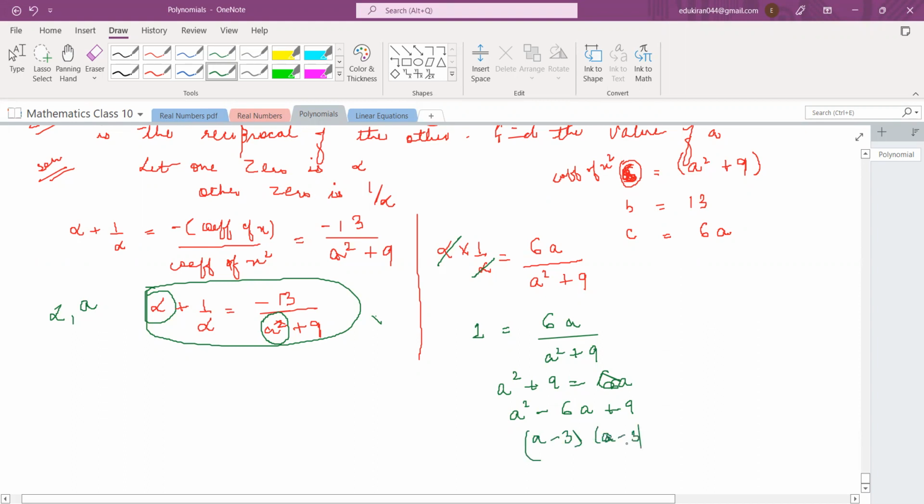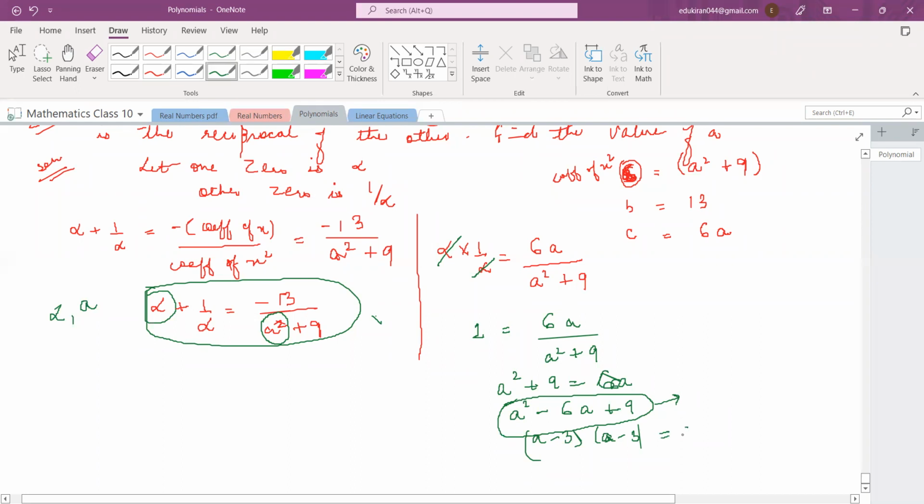So see, this is actually a polynomial, isn't it? It is a polynomial in A, clear? And you are trying to find its zeros, that means the value of A which satisfies it. So you have to set it equal to 0, isn't it? To find its zeros, you have to set it equal to 0.